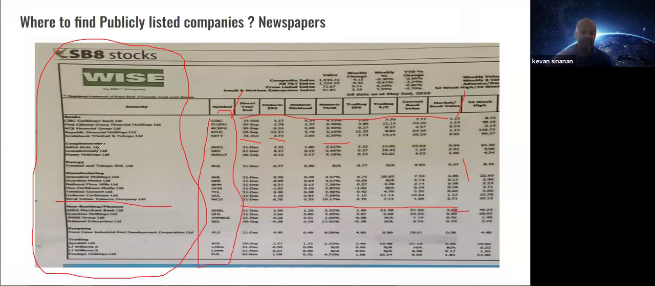So we have Ansa McCall as a publicly listed company. We have Prestige Holdings as a publicly listed company. We have NGL, National Gas Limited, as well.